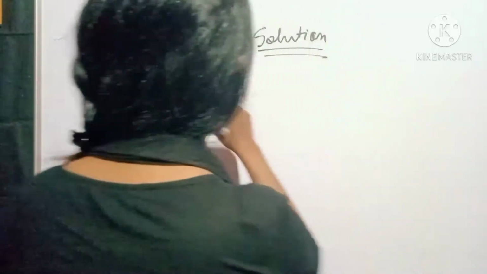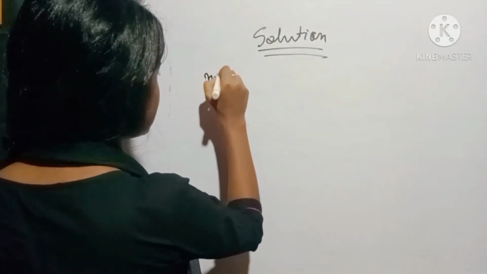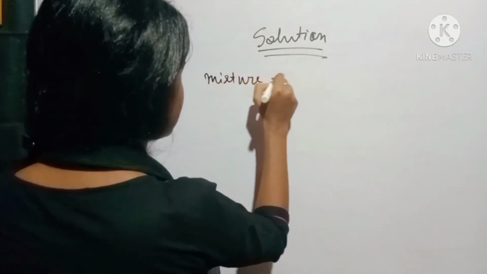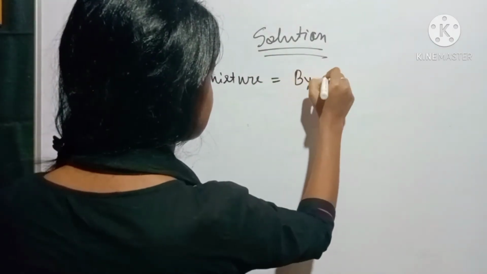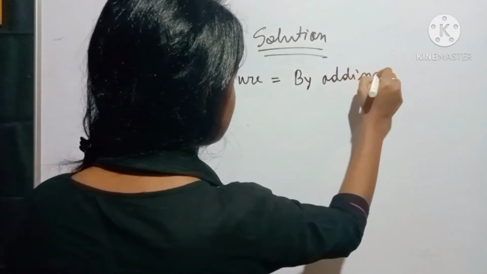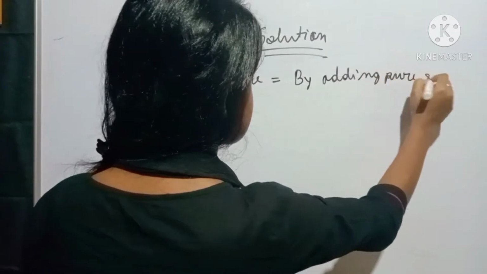Okay, so we have some knowledge about pure substances and mixtures. We learned these things in first year. So we know how we can get a mixture. We get a mixture by adding pure substances.